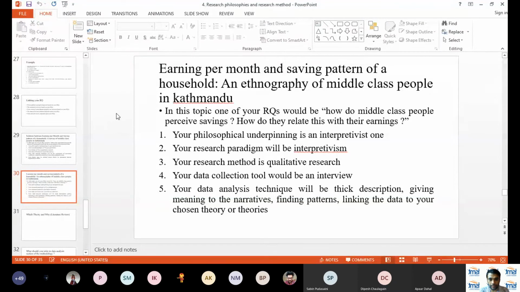So your philosophical understanding or underpinning will guide you throughout your research, in what kind of research method you need to choose and what data collection tools and techniques you need to choose. That will be guided by the philosophy, and that philosophy will be guided by the research question. And that research question is again guided by the assumptions and beliefs that you initially have in your research. Okay, so this is the part.